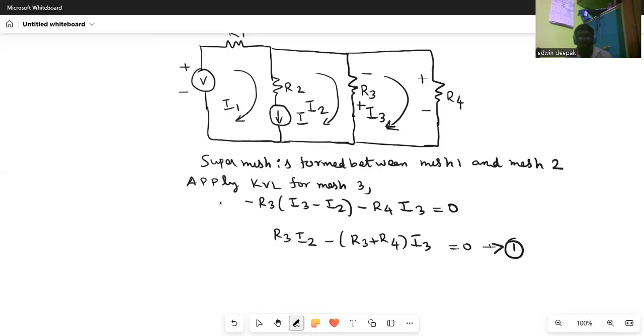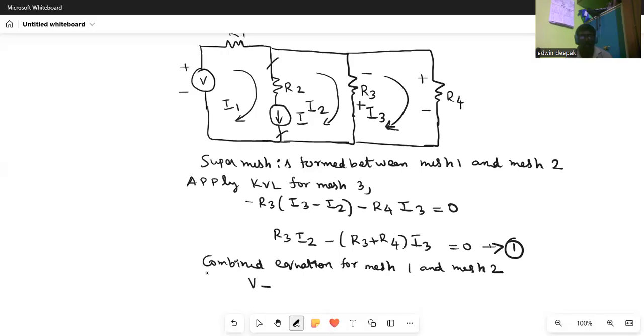Next, we consider the branch where we have the current source. First, we ignore this branch where we have the current source. Combinedly, we write the equation for mesh 1 and mesh 2, ignoring the branch containing the current source. Take this circuit. We write this equation combinedly.